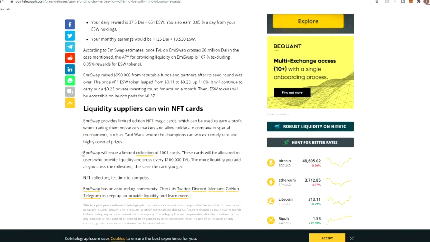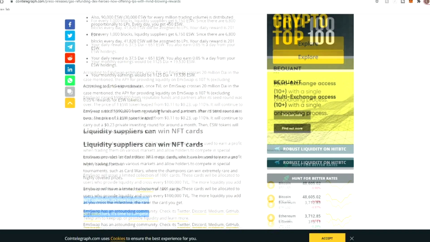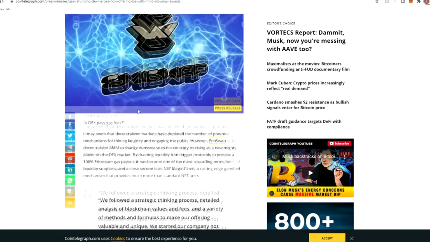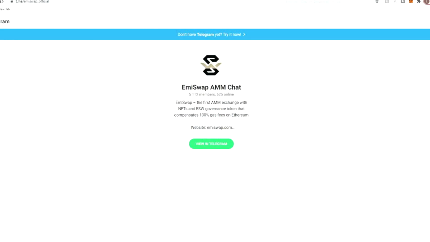So I'm going to read through the last bit here. EmiSwap will issue a limited collection of 1,001 cards. These cards will be allocated to users who provide liquidity and cross every 100,000 TVL. The more liquidity you add as you cross the milestone, the rarer the cards you get. So NFT collectors, it's time to compete. So I'm liking a look at this. People will want to collect these, because I want one. I have to admit, I want one to have. So I'm going to show you the Telegram. There's over 5,000 people on the Telegram. So it's getting bigger and bigger and bigger.